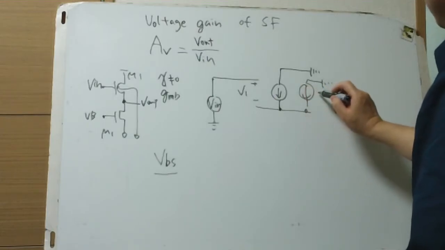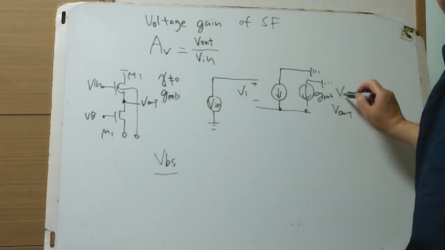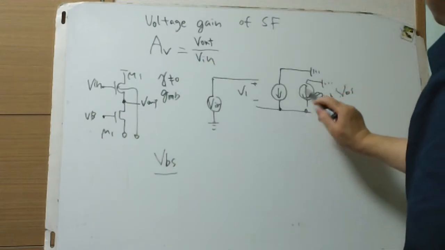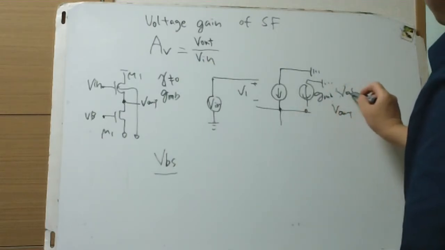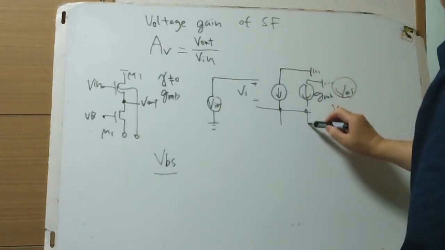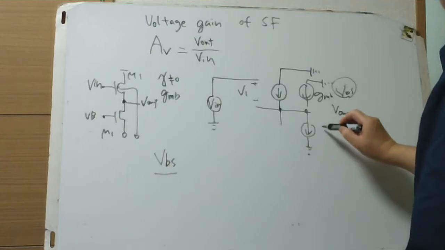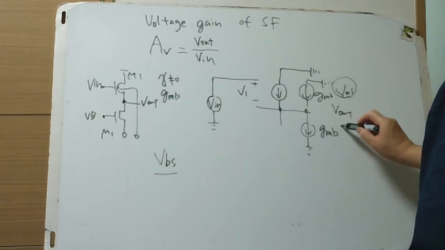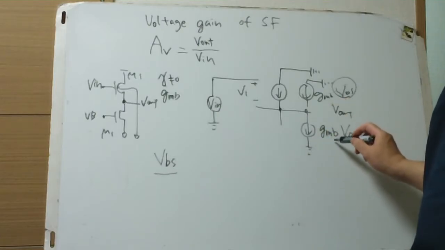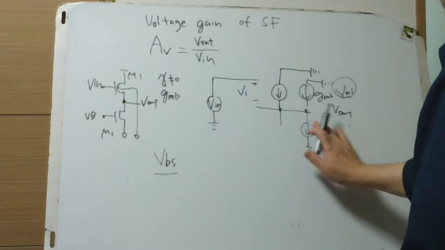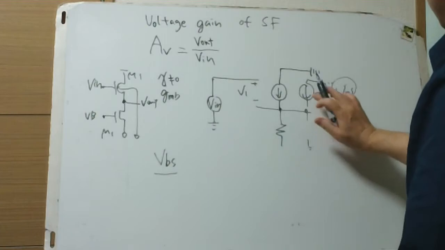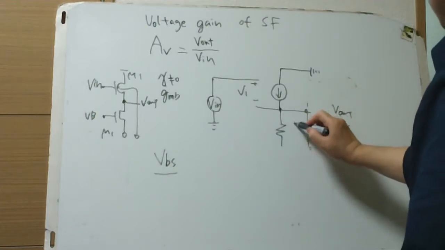GMB VBS equals just V out, and the direction is like this, exchanged like this, GMB V out. So this is V out and this is GMB. So we exchange the current source to 1 over GMB.